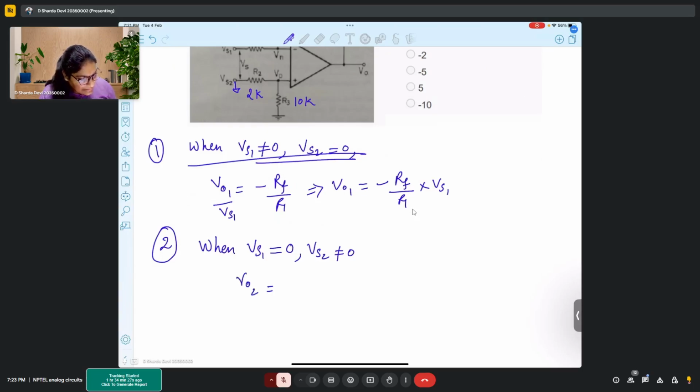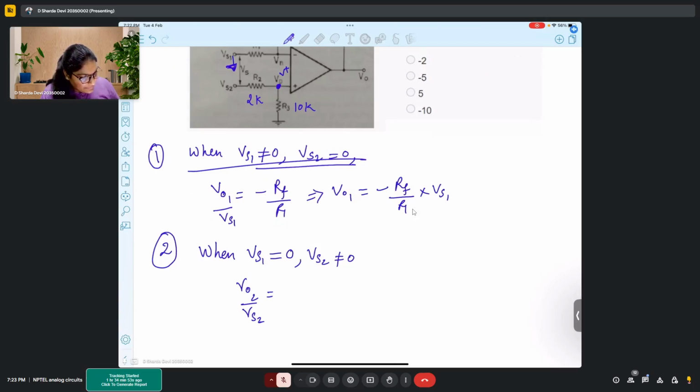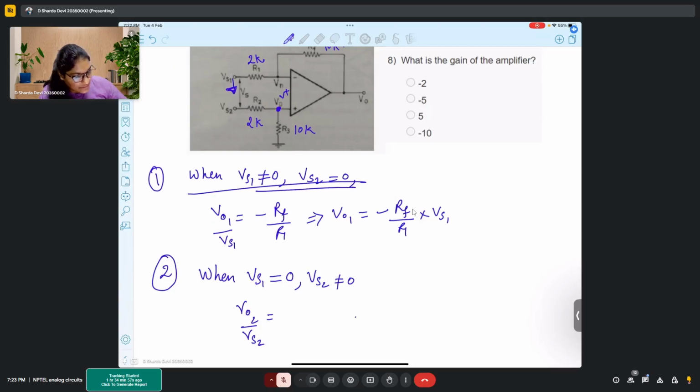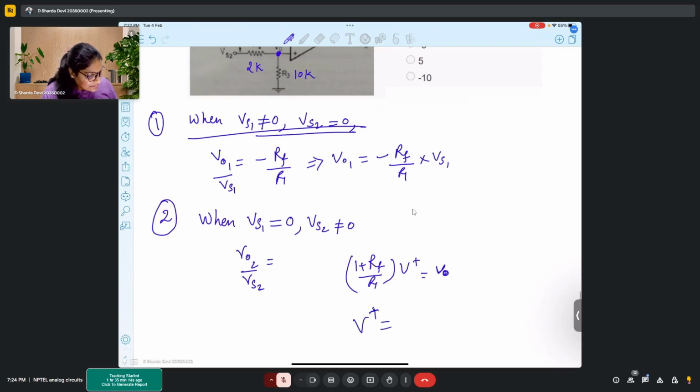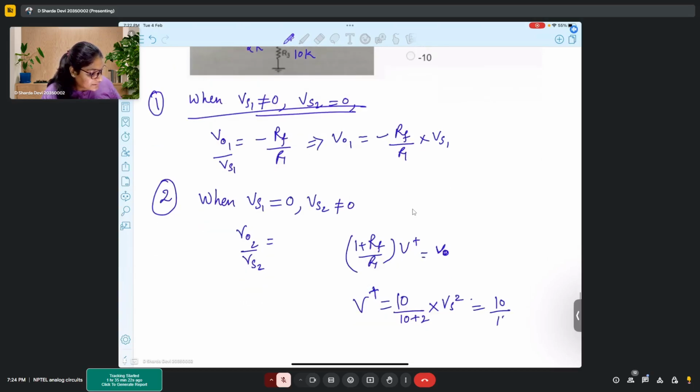So this is V02. In this case, V02 by Vs2 is a non-inverting configuration. Here, this voltage we need to find out. How much is this voltage? V plus. Because the final output that we will get is based on this V plus. So 1 plus Rf upon R1 into V plus will be your V out. So here this V plus needs to be found out. V plus is 10 by 10 plus 2 into Vs2, which is basically 10 by 12 or 5 by 6 times Vs2.